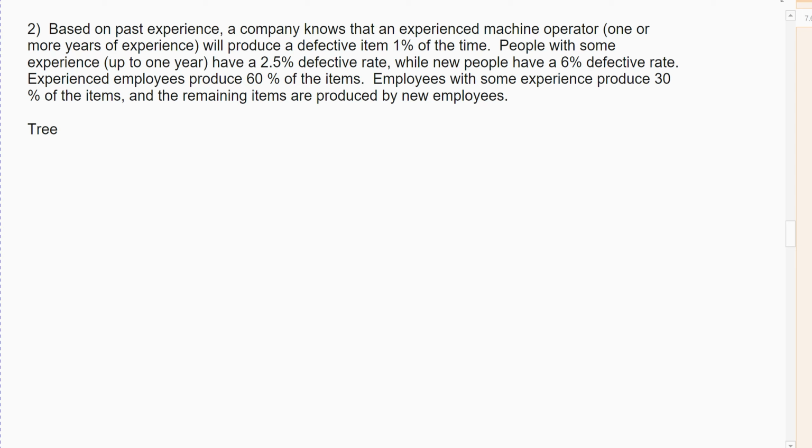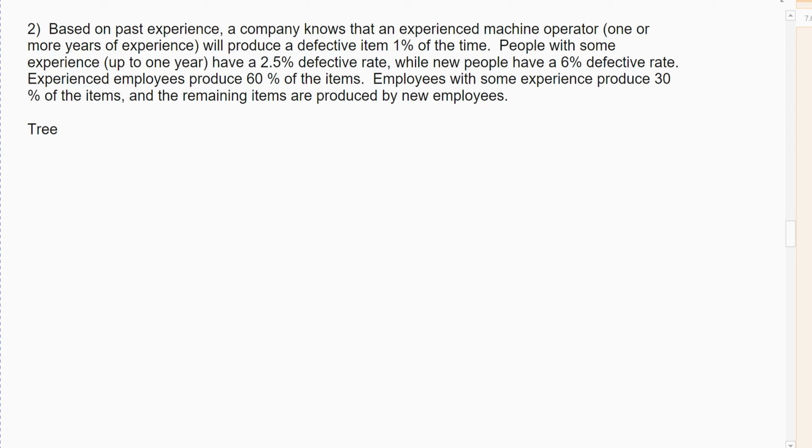So based on past experience, so this would be based on statistical relative frequency probabilities. The company knows that somebody who is experienced, so they've been working there for a while, a year or more, will only produce a defective item 1% of the time. So human error is only 1%. People with some experience, meaning up to a year but not over a year, have a little higher rate because they haven't worked there as long, so their defective rate's about 2.5%. And then anybody who's new, meaning they've only been employed for less than a year, the new people tend to have a defective rate of 6%.